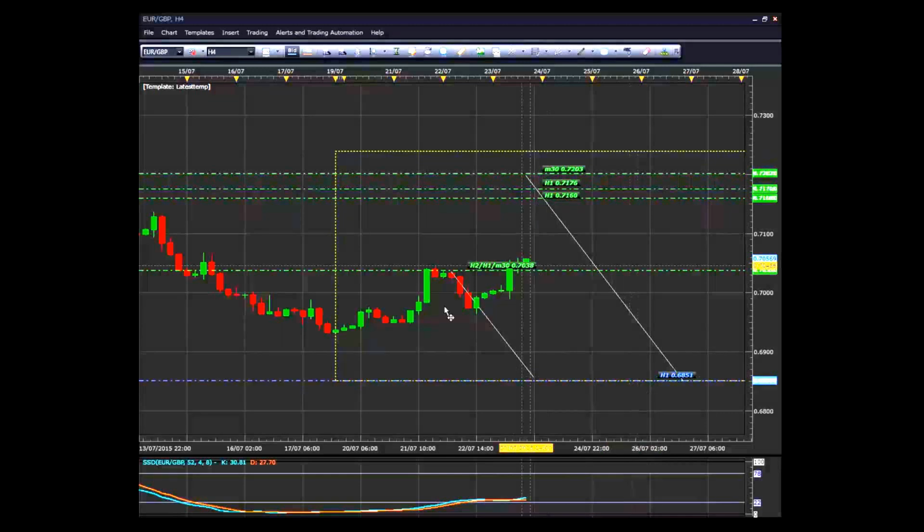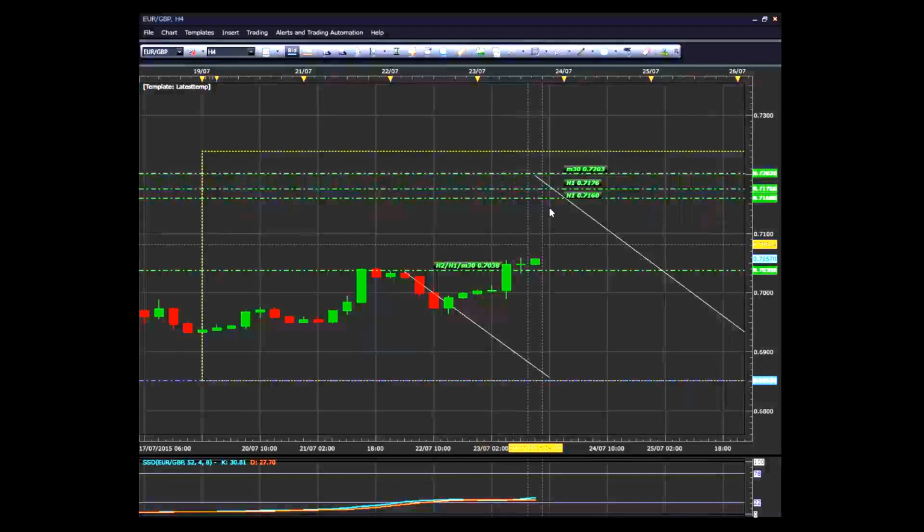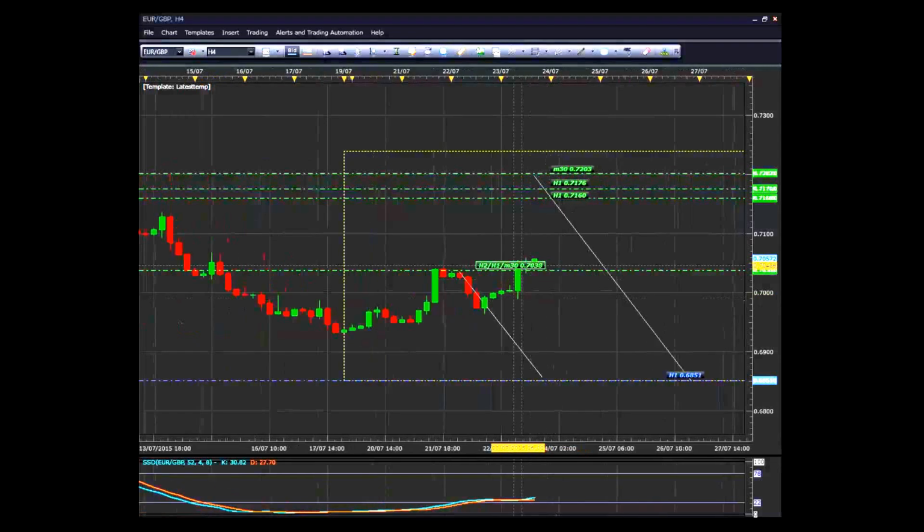Not too concerned at the moment, although it could creep up further. Nevertheless, we'll stick to our system, and I'll take another entry here at 72.08. 72.03.